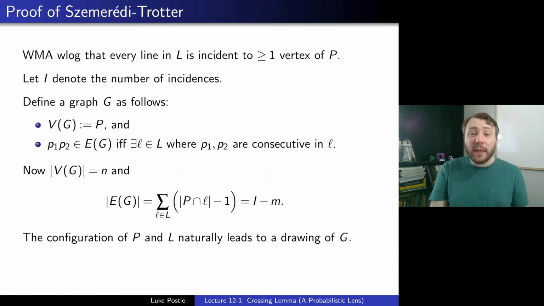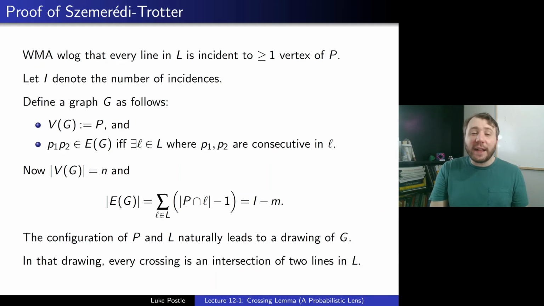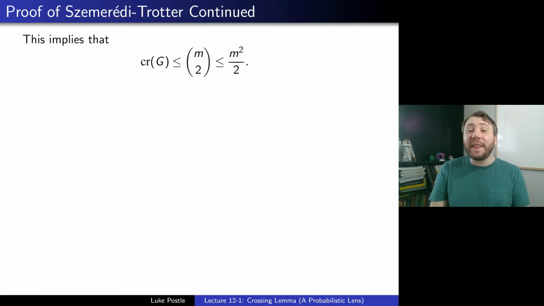This gives you maybe not the optimal drawing, but a pretty good drawing. And in that drawing, every crossing is an intersection of two lines in L, right? So all the edges lie on lines, and two lines can only intersect in 1 point, so every crossing is an intersection of two lines in L, and the number of such pairs is m choose 2. So the crossing number of G, we know from this configuration, is at most m choose 2, which is, let's say, at most m squared over 2, so we don't really care about lower order terms. And now we're almost done.